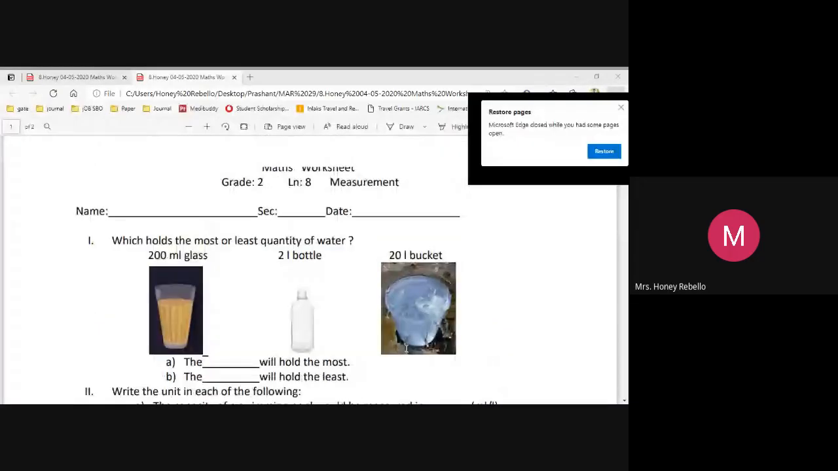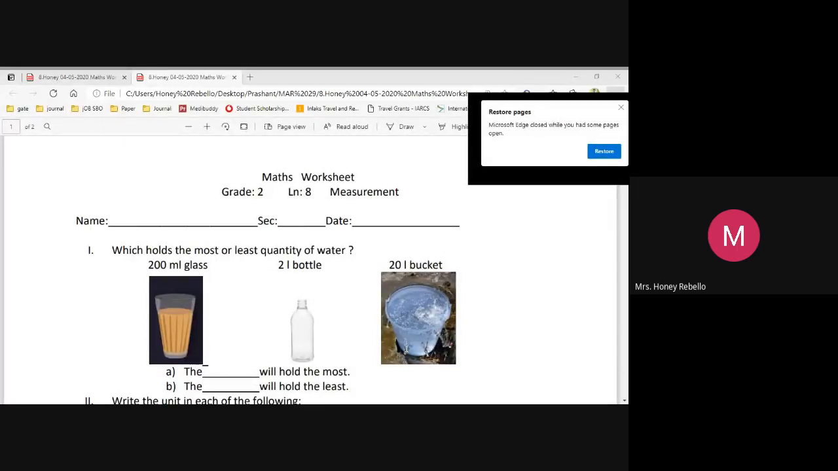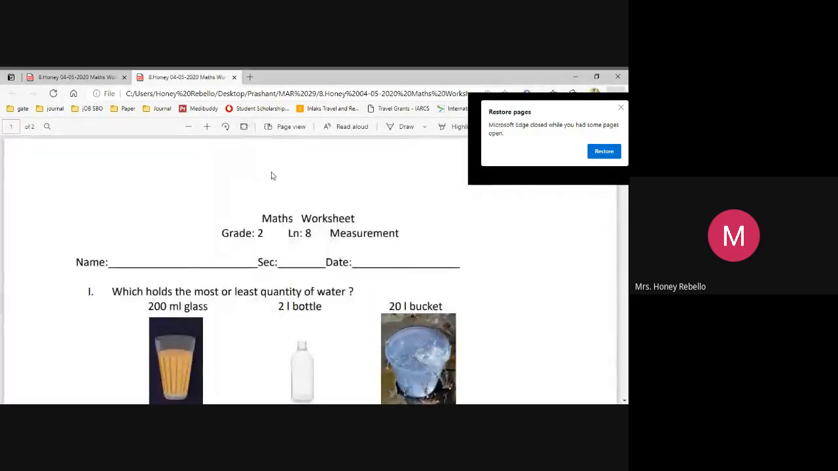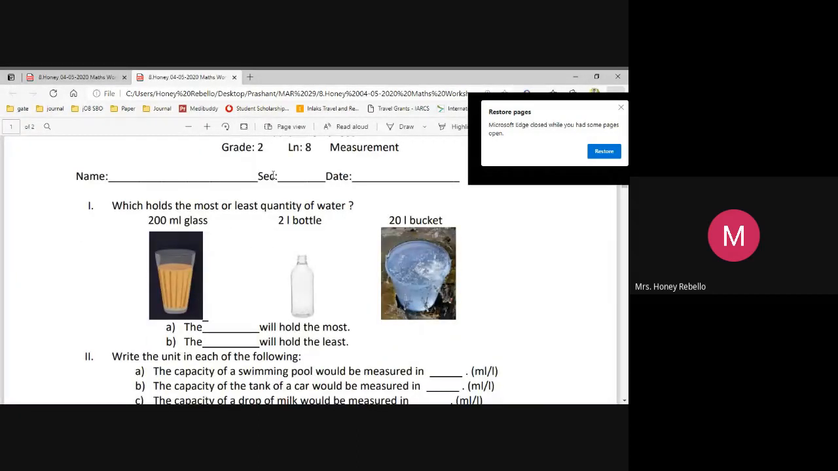Now listen here, children. You already have this worksheet. We are just going to tell all the answers by reading it. Can you see the screen, children? No need to write anything. Only write today's date. Only the answers. What is underlined, only that you will write.